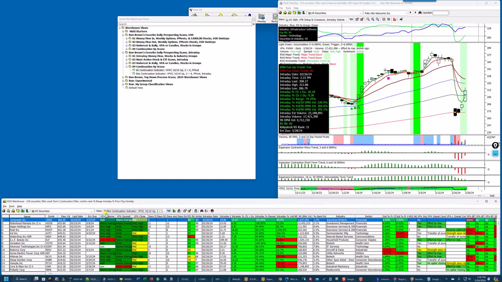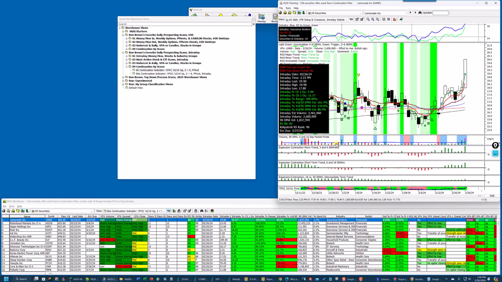And let's go into the intraday. And here we go right here. These are the ones that are up the most today. Lemonade Inc., $19.90 stock. Let's see if it meets the characteristics.